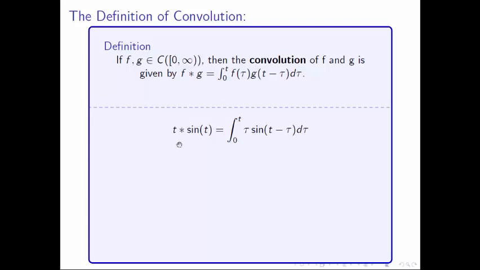A couple examples: t star g, sine. So the convolution of t and sine of t. Here, since t was first, I've substituted: if f of t is equal to t, then this would be f of tau equals tau, so tau times sine of, and here my second function is in terms of t minus tau, so I have sine of t minus tau there.